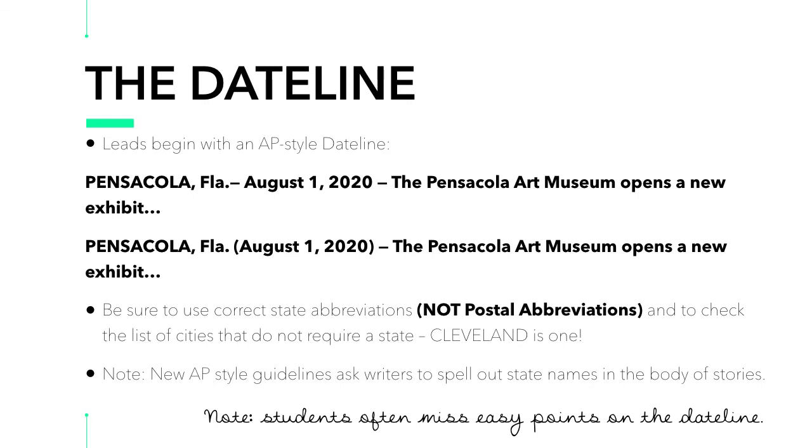Note that new AP style guidelines ask you to spell out the state name in the body of your stories. And while we're at it, let me also give you a little hint. The abbreviation for Ohio is capital O, lowercase h-i-o. It's just the state written out. And so that could be confusing, and sometimes it can lead students to forget that there are different abbreviations in AP style for states like Florida, which you can see here is abbreviated as capital F, lowercase l-a, period. Okay, so students often miss easy points on the dateline. If you just follow this basic guide: city in all caps, comma, state abbreviated in AP style, dash, month, day, comma, year, dash, you will get the dateline correct every single time, and that will help you to get full credit on your writing assignments.